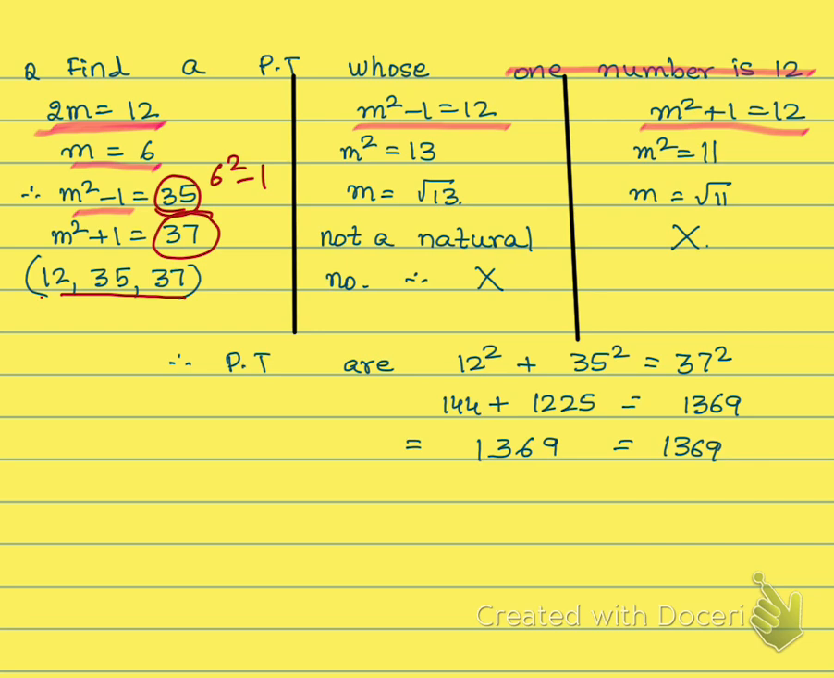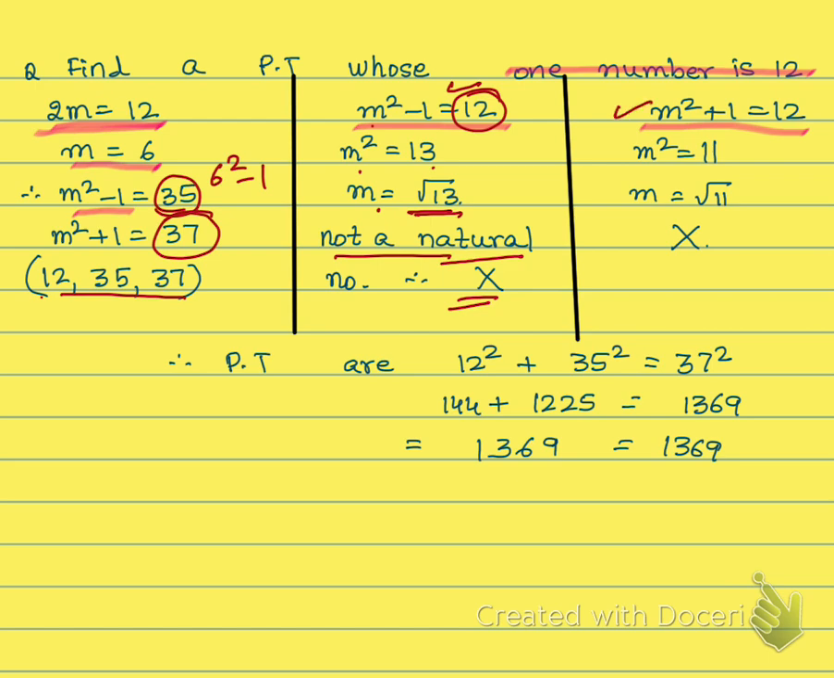Now let's suppose that one number is m square minus 1, that means my m square minus 1 is 12. In other words, m square is 13. m is the square root of 13. So would it be a natural number? No, it would not be a natural number. So I cannot take this m square minus 1 equal to 12.